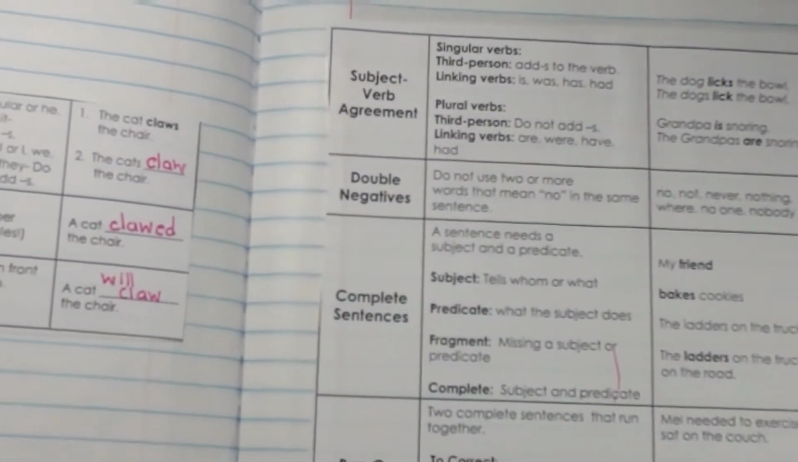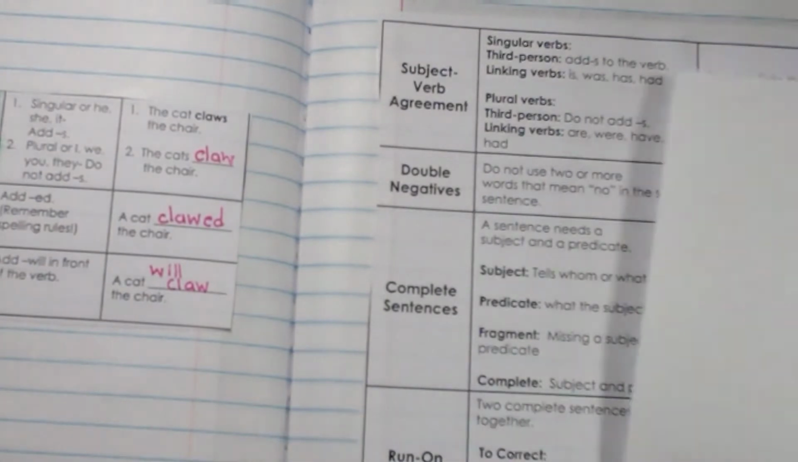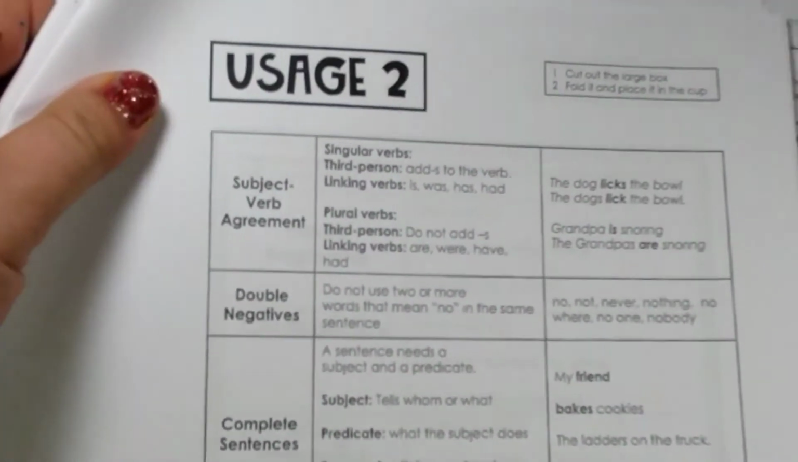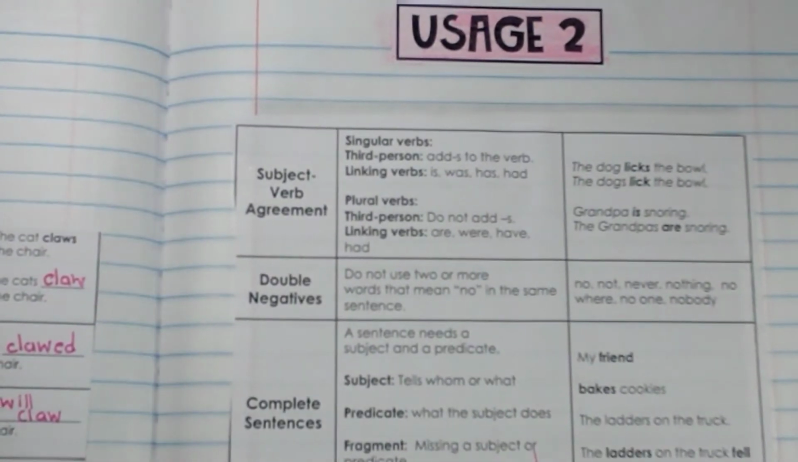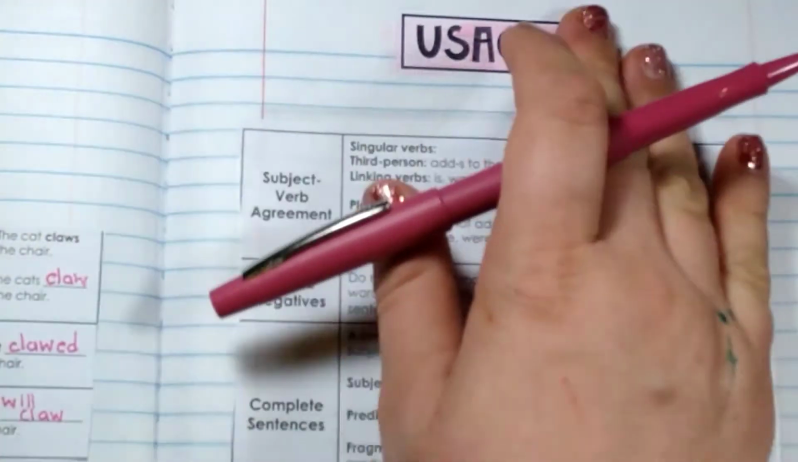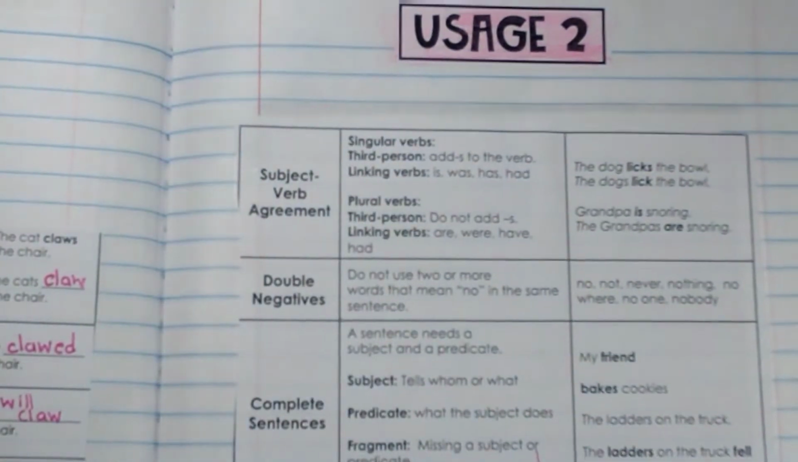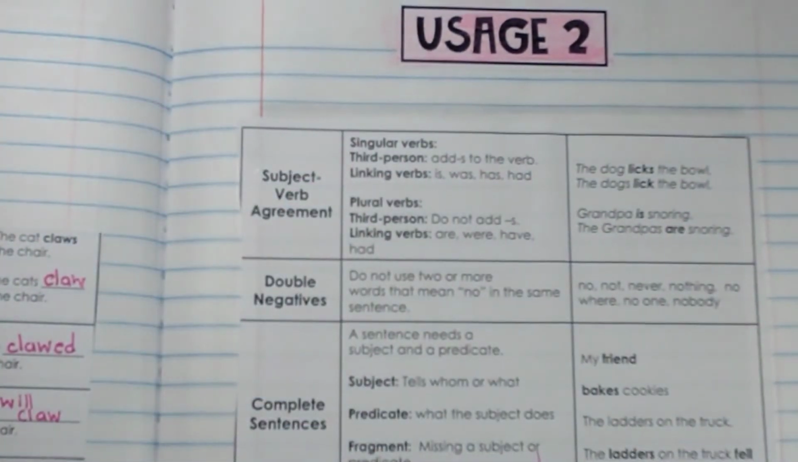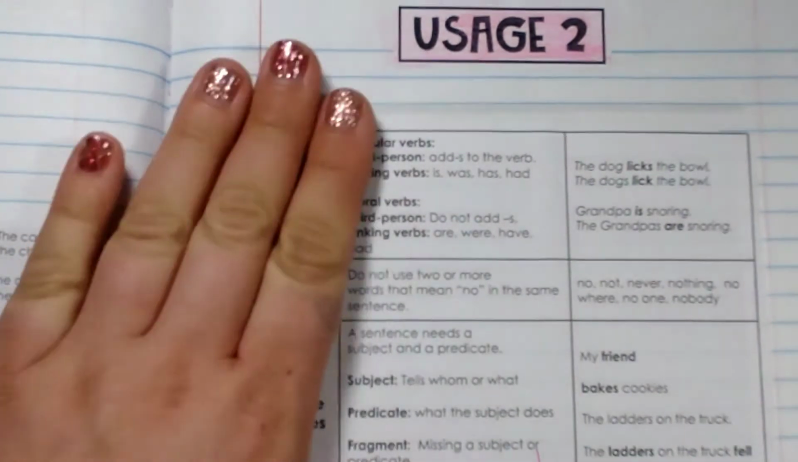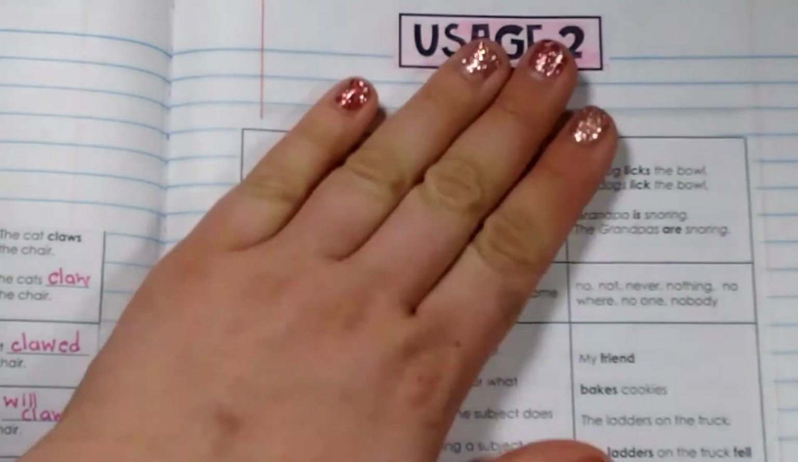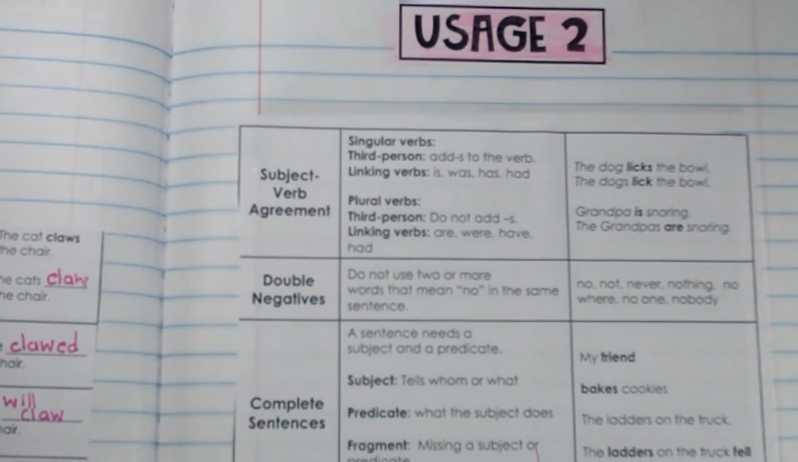Now the next page looks like this. And you're going to glue it in on the next page. All you're cutting out is the title and then gluing this in. So pause it, come back, and we will talk about all the different types of sentences.